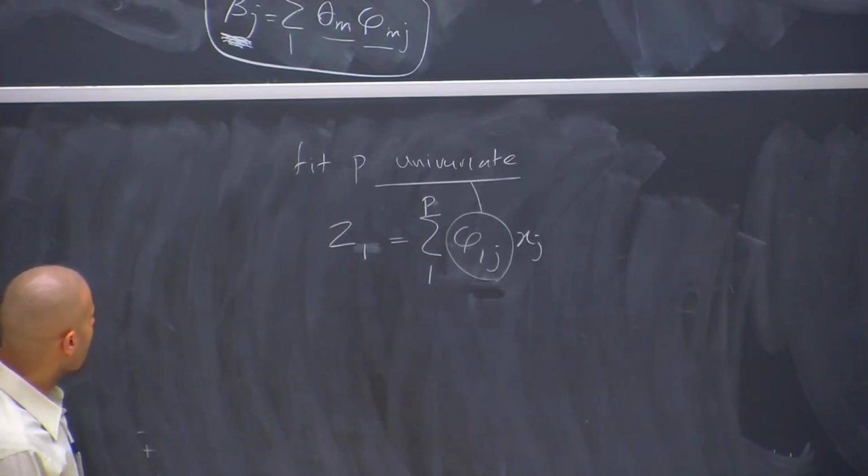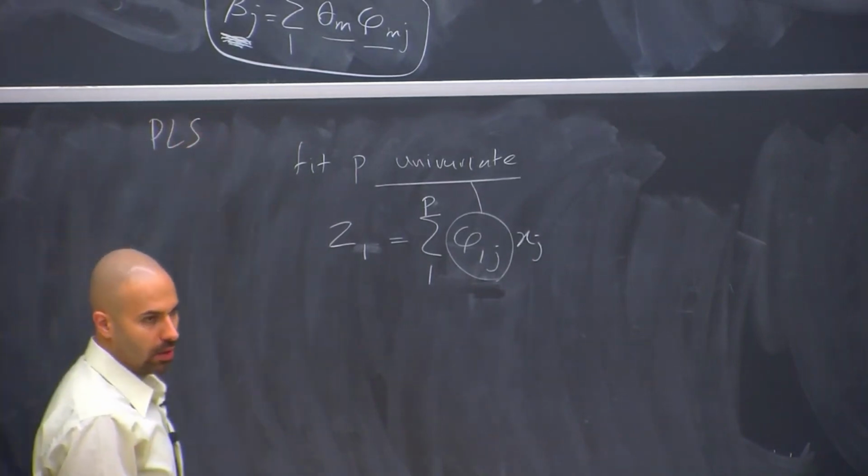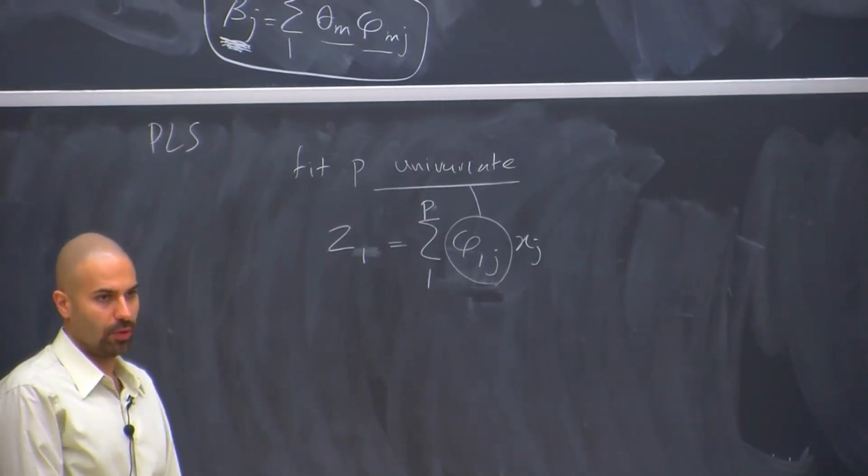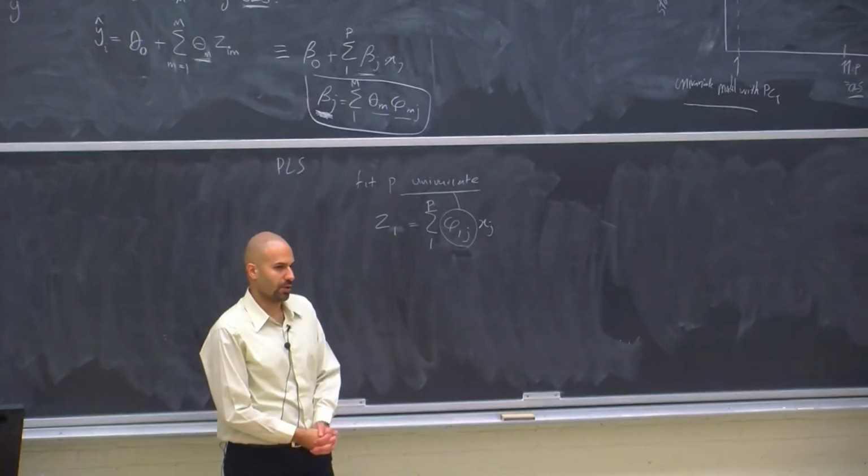But as I said, in the end, PLS and PCR usually do not outperform the other methods. So ridge regression and lasso regression are the go-to methods.